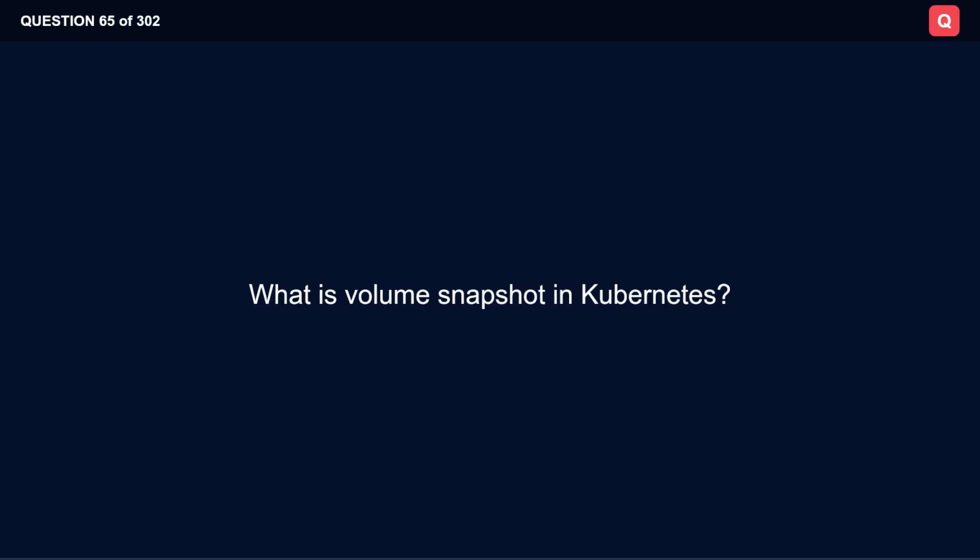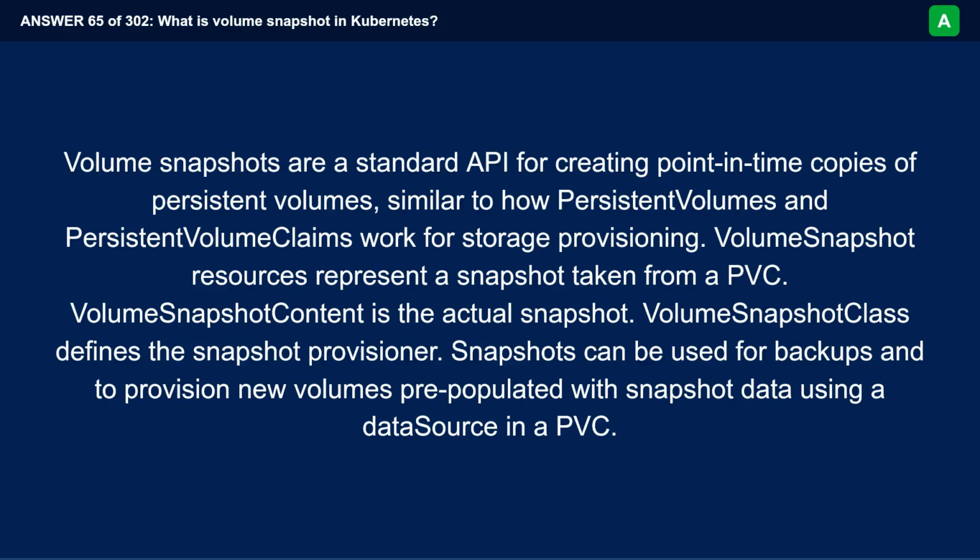What is volume snapshot in Kubernetes? Volume snapshots are a standard API for creating point-in-time copies of persistent volumes, similar to how persistent volumes and persistent volume claims work for storage provisioning. Volume snapshot resources represent a snapshot taken from a PVC. Volume snapshot content is the actual snapshot. Volume snapshot class defines the snapshot provisioner. Snapshots can be used for backups and to provision new volumes pre-populated with snapshot data using a data source in a PVC.